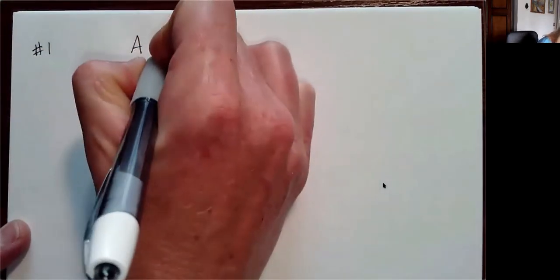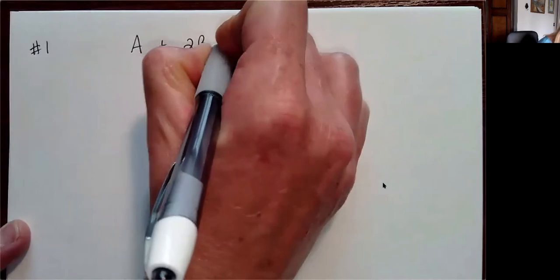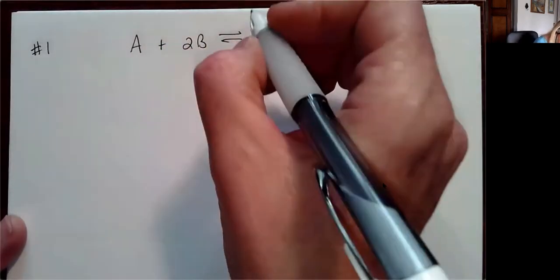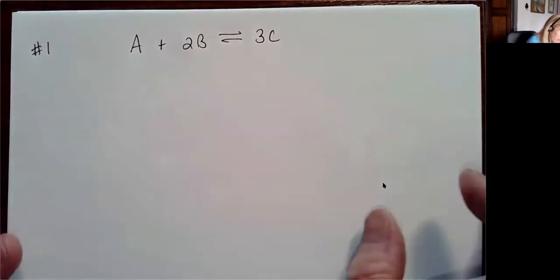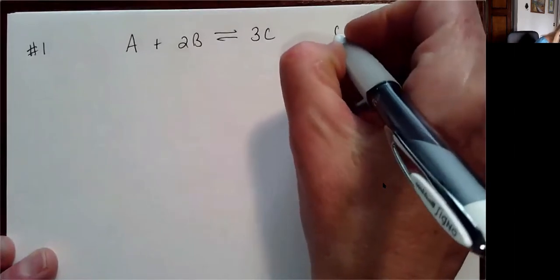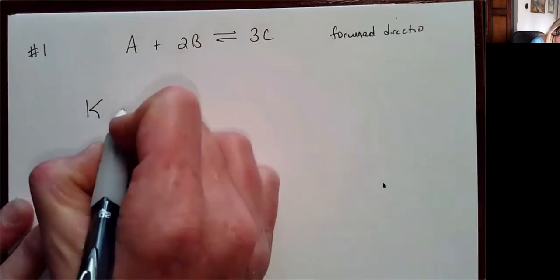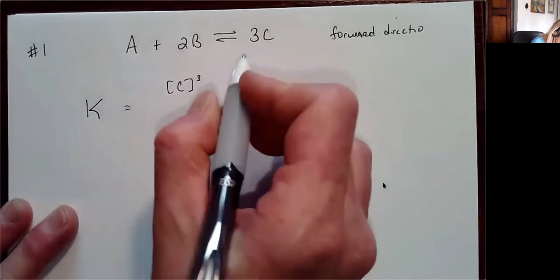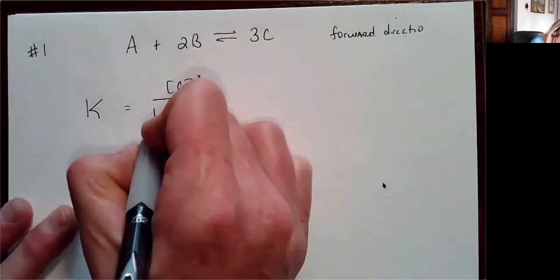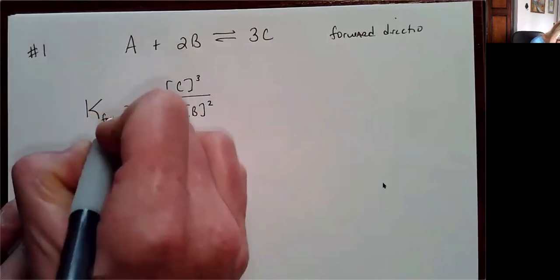I'm going to consider this reaction here, A plus 2B, and this is an equilibrium. Everything in this chapter is going to be equilibrium. 3C, and I've written this in the forward direction. And so if I write my law of mass action for this, I'm going to have my products to the 3rd power over my reactants, and this would be K forward.